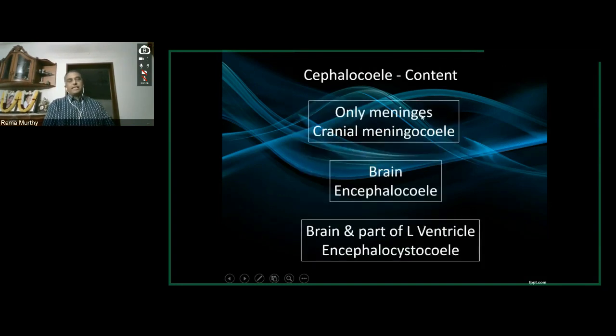If only the meninges herniate, you call it a cranial meningocele. It's just a pouch of meninges which has come out through a bony defect in the occiput, and there is CSF in it. It's a cranial meningocele. If there's a brain tissue within the meningocele, you call it an encephalocele, and if a part of the left ventricle also has entered into the herniated content, you call it an encephalocystocele.